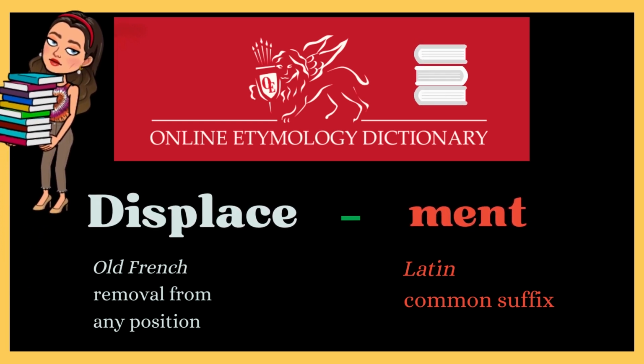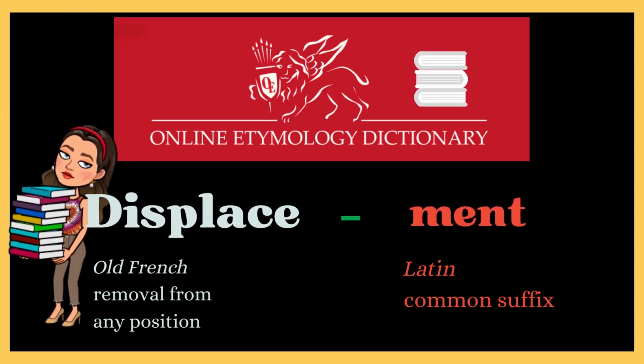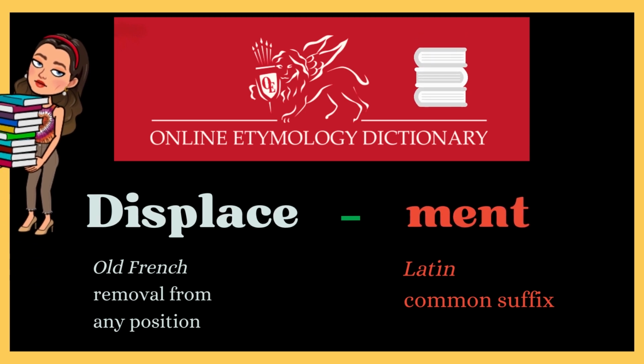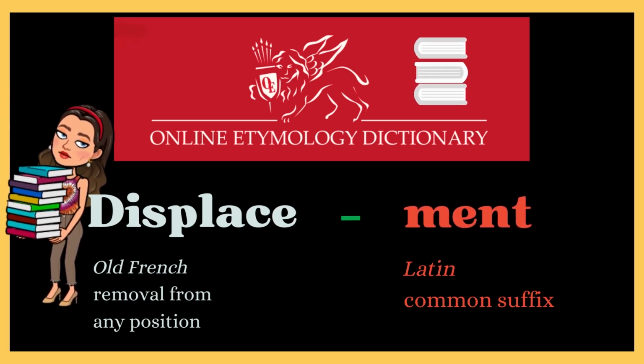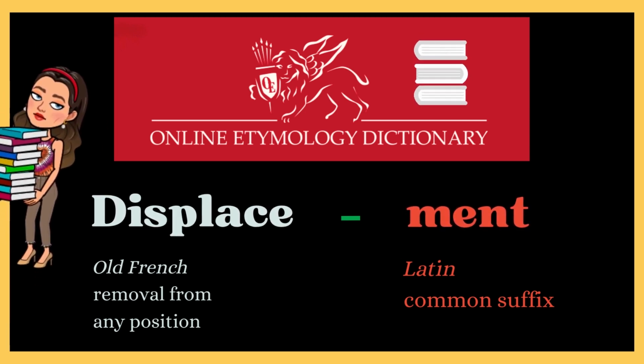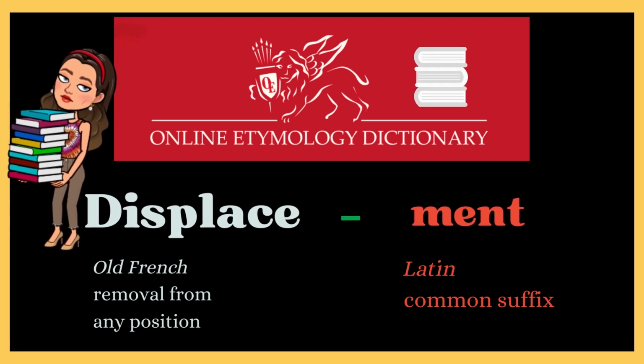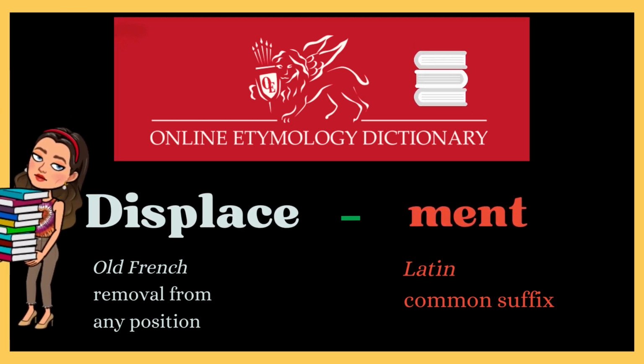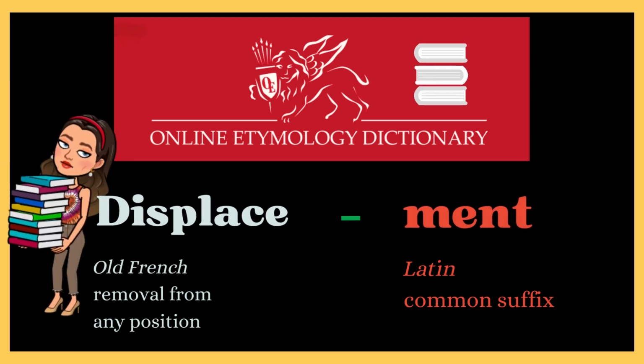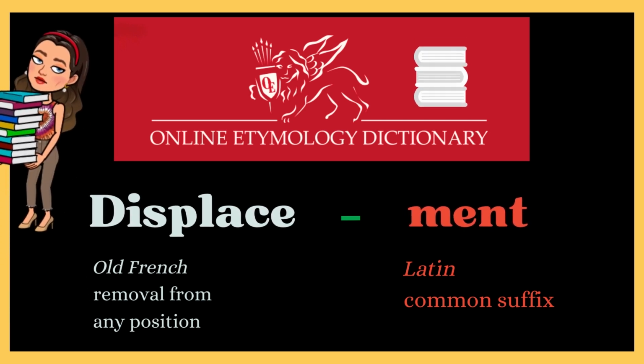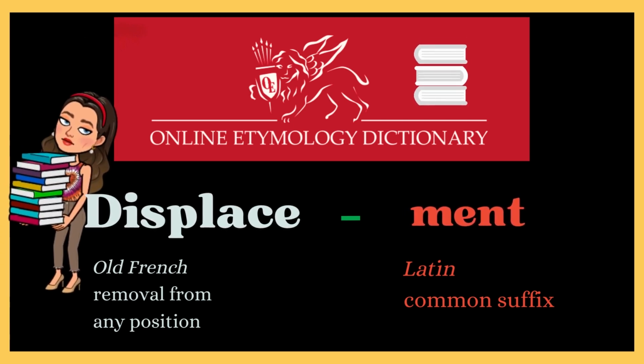Anytime you look at the etymology of a word, you remember it so much better. To displace something means to remove it from its original position. And that's exactly what displacement is in physics. Displacement in physics takes into account two positions, initial and final.